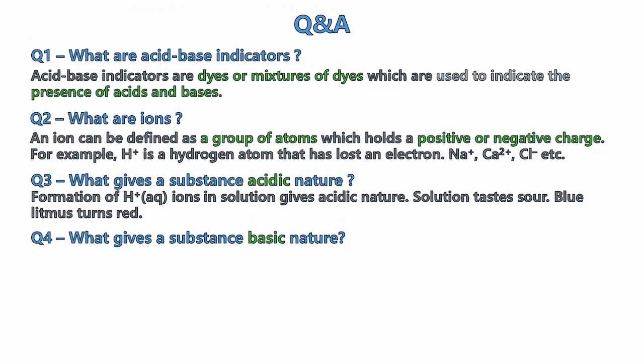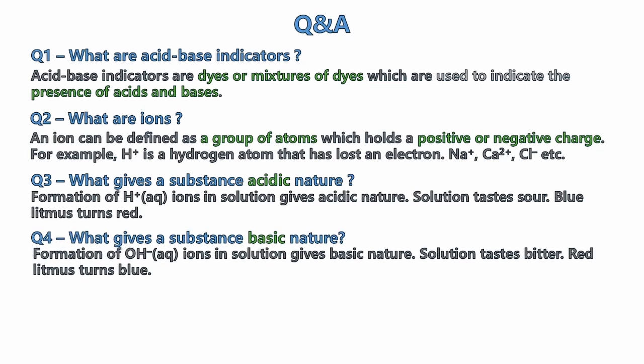What gives a substance its basic nature? The formation of OH-, one oxygen, one hydrogen with a negative sign. The presence of such OH- ions in a solution gives it its basic nature. The solution tastes bitter and it turns red litmus blue.